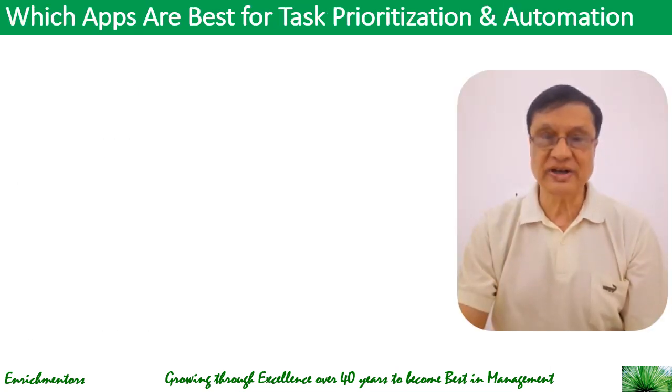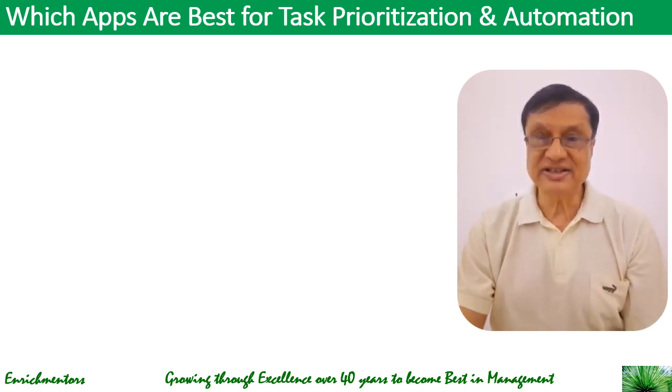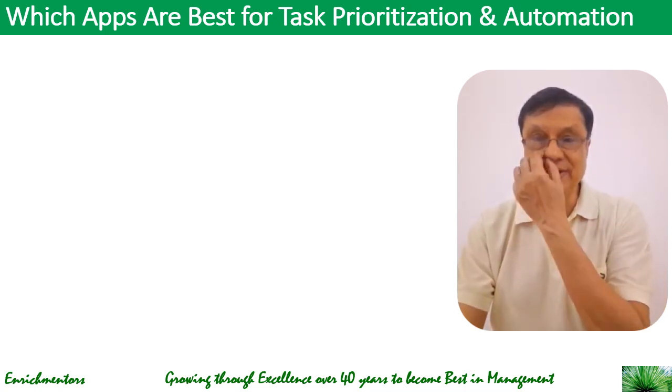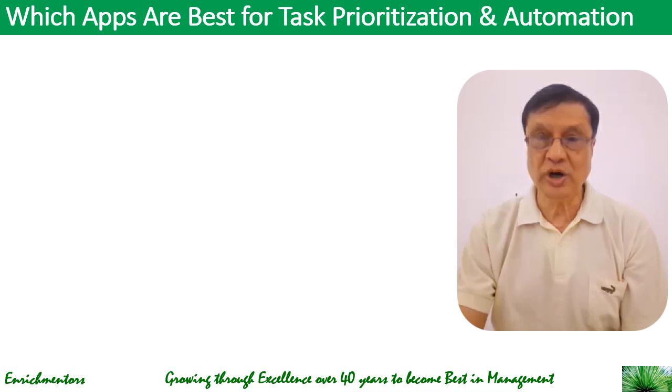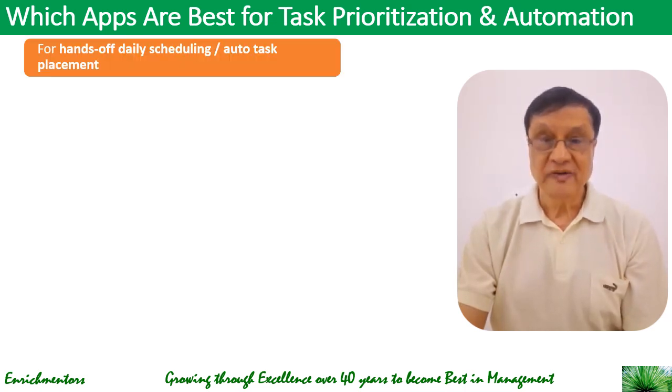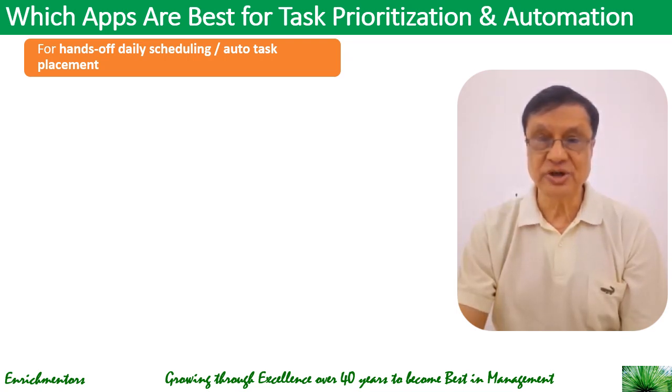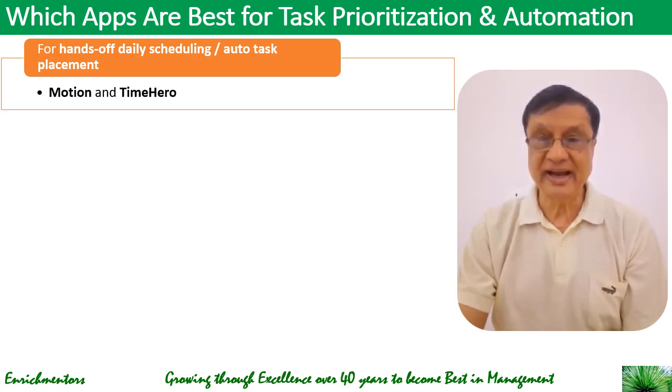Which apps are best for task prioritization and automation? So from the above, there are some to-do lists that are recommended depending on what kind of prioritizing and automation strength you want. For hands-off daily scheduling and auto task placement, you could use Motion and Time Hero, which stand out. They handle the heavy lifting of fitting your tasks into your day around other commitments.